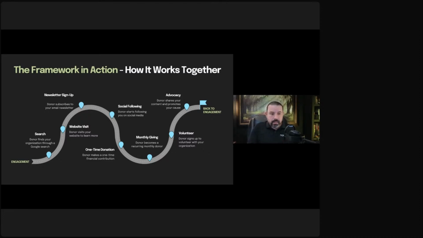So engagement comes in through search. We're seeing a website visit, a newsletter sign up. The person then starts following you on social, makes that one-time donation because they've been cultivated, right? We're in that cultivation stage. And they become a monthly giver once they start receiving a little more, or they get manually asked, hey, thank you for giving. Would you consider?